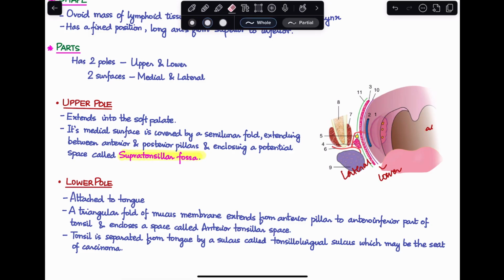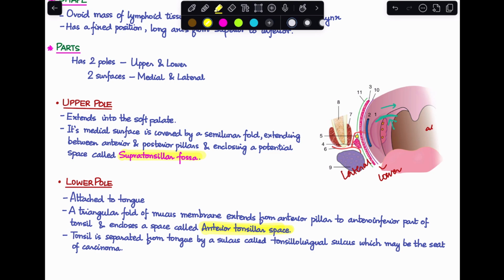So that is about our upper pole where it is extending into the soft palate, and in the medial surface it gets covered by a semilunar fold, and the space within this is known as the supratonsillar fossa. Next, looking at the lower pole, this gets attached to the tongue, and a triangular fold of mucous membrane here also extends from the anterior pillar and it reaches to the anteroinferior part of the tonsil. And the space that is getting enclosed over here is known as the anterior tonsillar space.